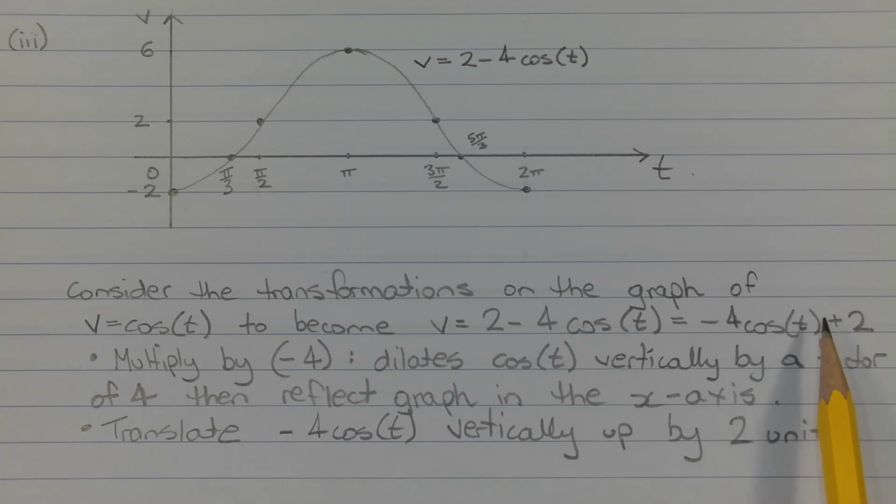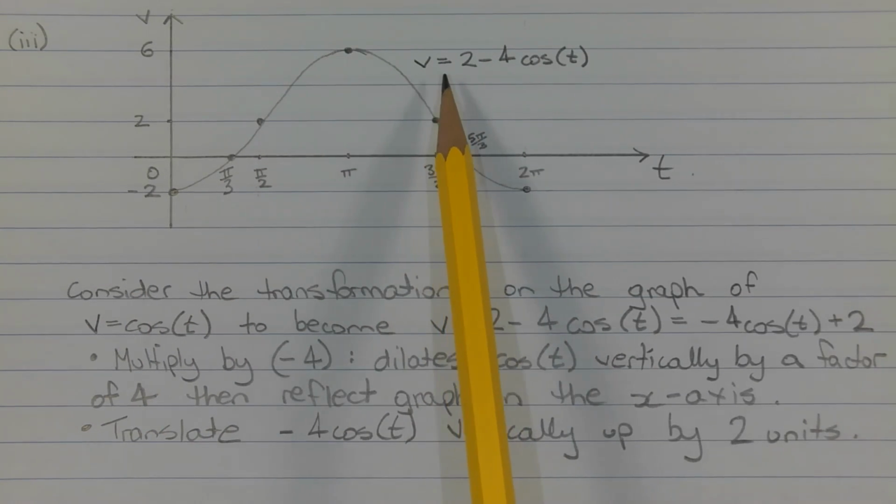What we're going to do is to multiply cos t by -4 first. And what that does is to dilate or stretch the graph of cos t vertically by a factor of 4 and then reflect the graph in the x-axis. In other words, flip it upside down. Then we're going to add 2 to -4 cos t. And what that does is to translate or shift the graph of -4 cos t vertically up by 2 units. And here is the end result of all those transformations.